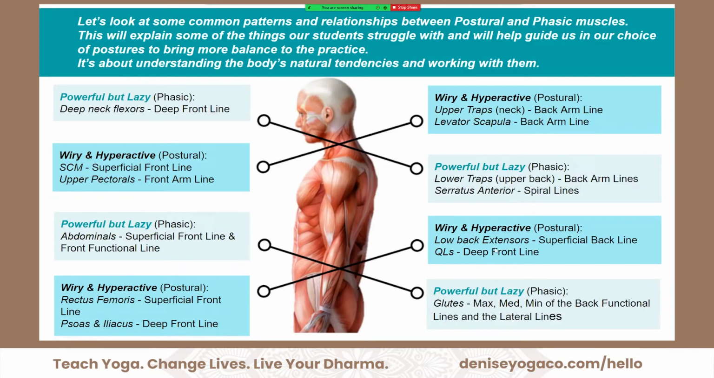Now we'll go on the opposite side, the low back. Everybody complains about their low back, don't they? Not everybody, but a lot of people. It's pretty prevalent. And those low back extensors here under this tissue are part of the superficial back line, and they are wiry and hyperactive. So again, if you don't have abdominals that like to participate in stabilizing the core, you're going to have wiry, hyperactive back extensors, and that's going to contribute to low back movement restriction and potentially pain and discomfort.